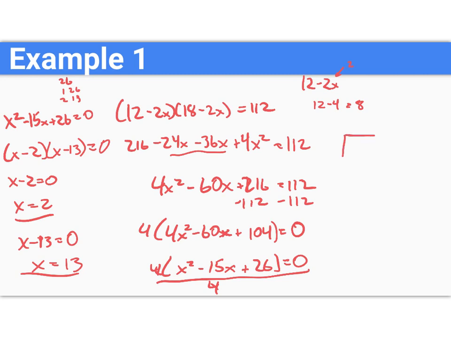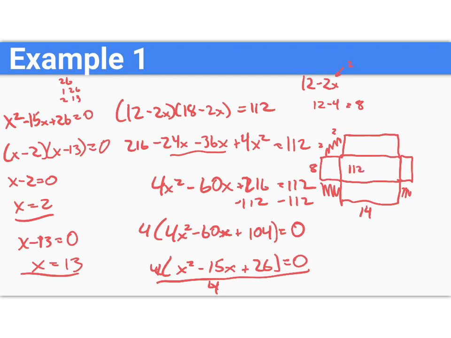So if I'm looking at this, and this, and this, that means the x is 2 inches on each side. That's the side I can't use on each side of the box. So 18 minus 2x, 18 minus 2 times 2. So this length would be 14, and then this length would be 8. And that would give me 112 square inches of area to put stuff into my box.